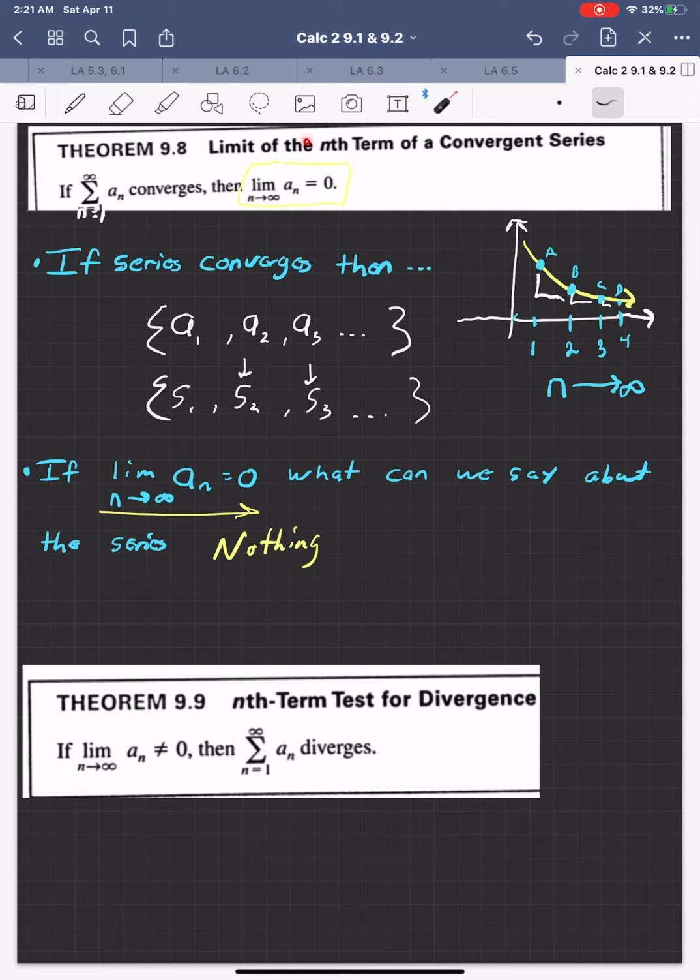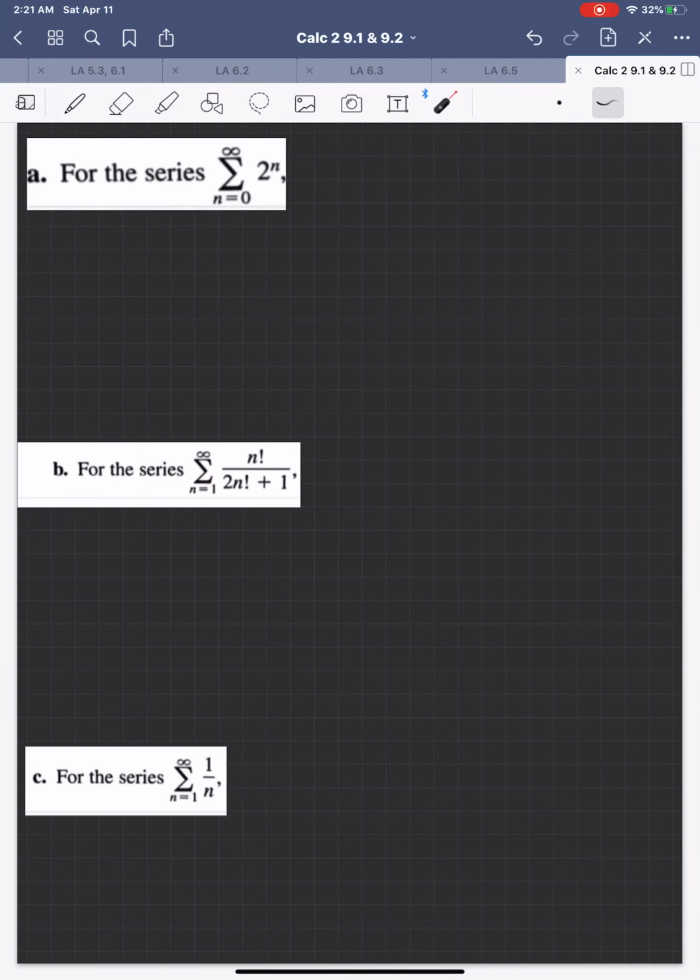If this is not true, if the limit of a sub n does not approach 0 as n goes to infinity, then that is helpful for being able to make a statement about the divergence of a series. It diverges. The series, it's an infinite sum, but it diverges, means it's just going to go to infinity or negative infinity or so forth. So I hope that those explanations were helpful. Let's go ahead and just practice a few real quick.